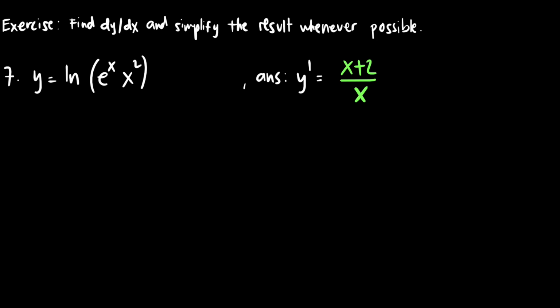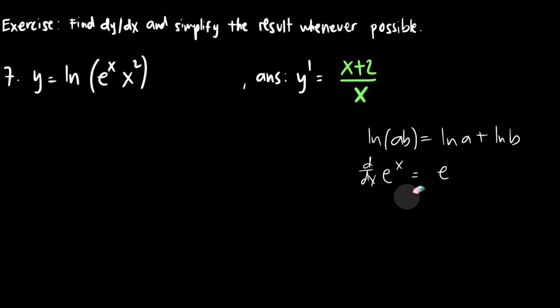Number 7. So y is equal to ln of e raised to x times x squared. So take note that in the form ln of ab is equal to ln of a plus ln of b. So the derivative of e raised to x is equal to e raised to x. So we take note that the derivative of e raised to u is equal to e raised to u times du over dx.